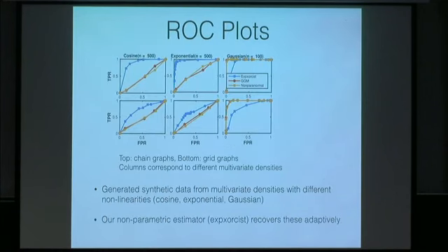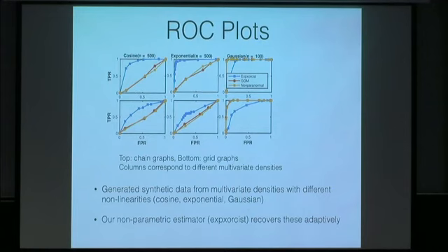And so here are some plots. What we have here are some ROC plots for various Expxorcist densities. On the top row, I have chain graphs where the underlying conditional independence graph of the density is a chain graph, so it's a simple Markovian assumption. And here it's a slightly more complicated grid graph where there's a lot more dependency among the variables. Each of the columns corresponds to different densities. This is just a very simple multivariate Gaussian, and these are slightly more complicated densities.